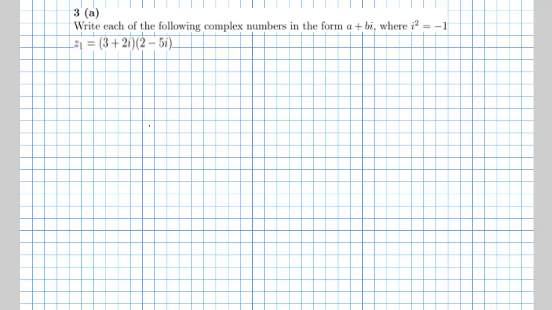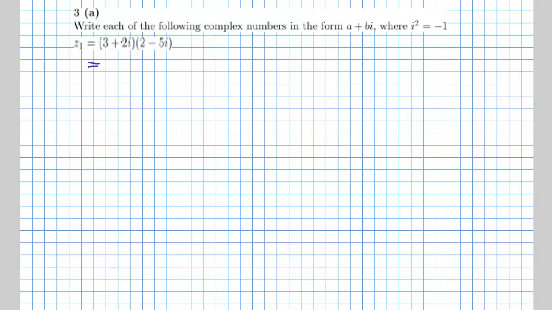So in question 3, you're asked to write each of the following complex numbers in the form a plus bi, where i squared is minus 1. Now the first few of these are distribution questions. The fact that there's complex numbers there means that you make one little change to how you answer it near the end of the questions. So if you're comfortable enough with algebra, you should be comfortable enough with these types of questions as well.